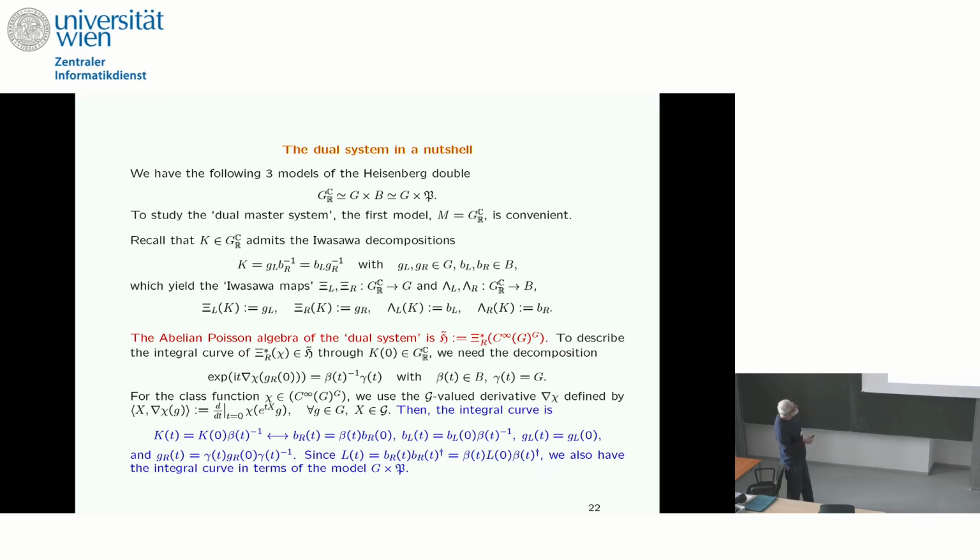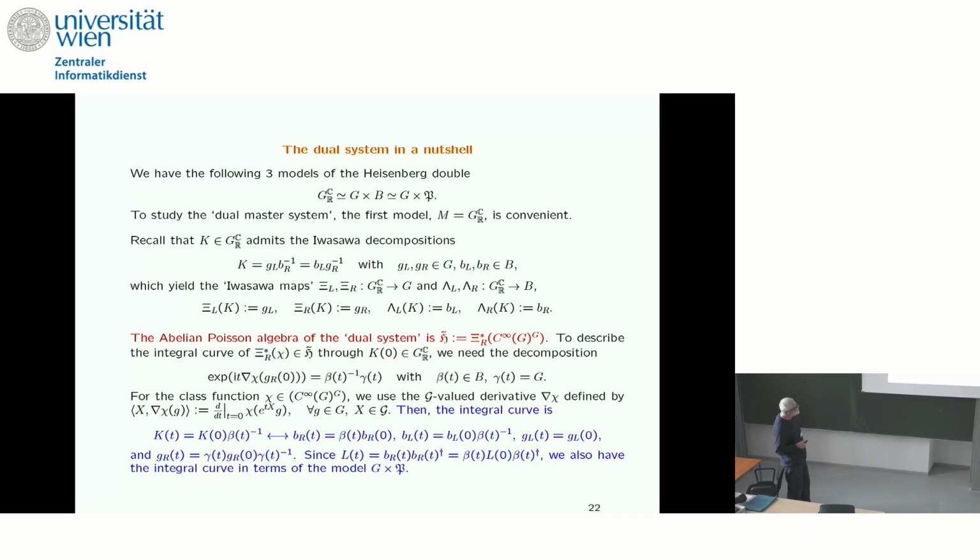So again, there are these models, and now this original model is the most convenient. There are these Iwasawa decompositions. Now take invariant functions from the group and pull the invariant functions back to this phase space, which is the complex Lie group M. And this is another abelian Poisson algebra there.